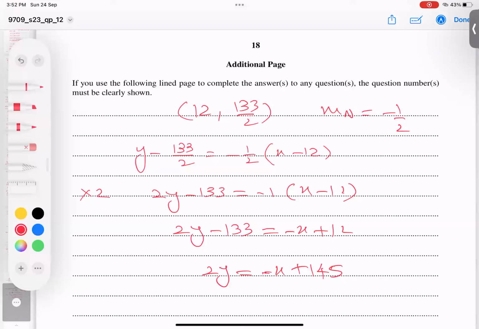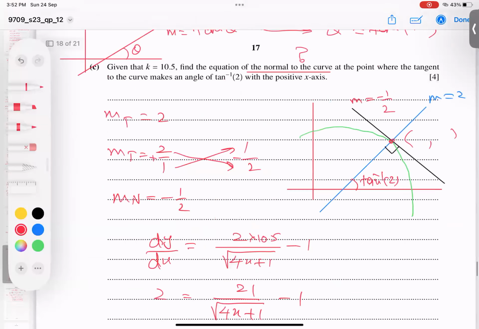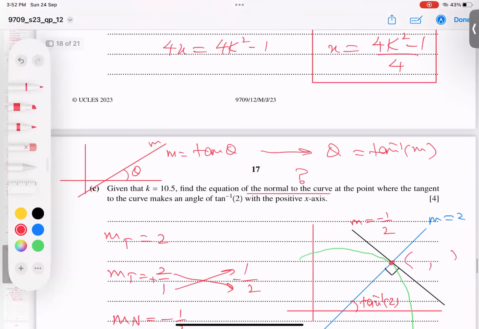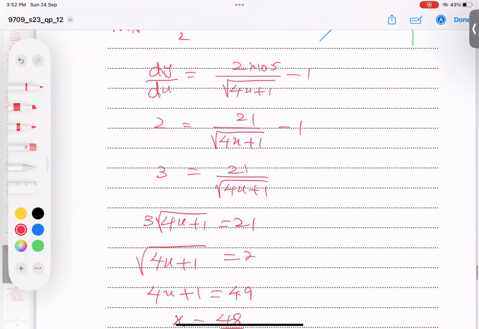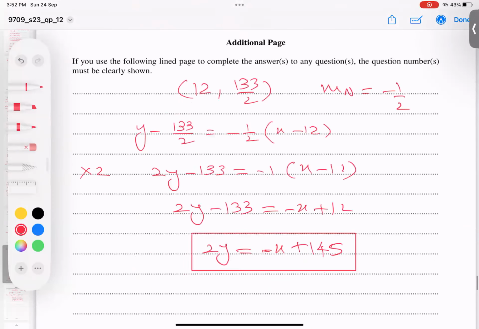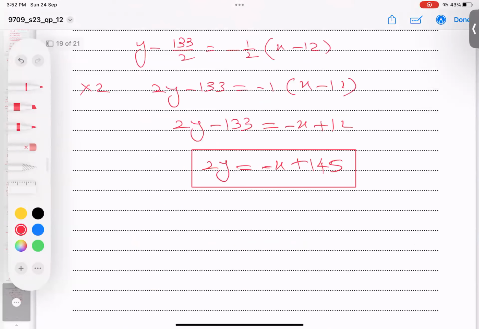Any question of this is the normal. What question is he asking? Check again. Find the equation of the normal at that point. And I hope so. The point is very clear, and the paper is totally completed. Alhamdulillah.